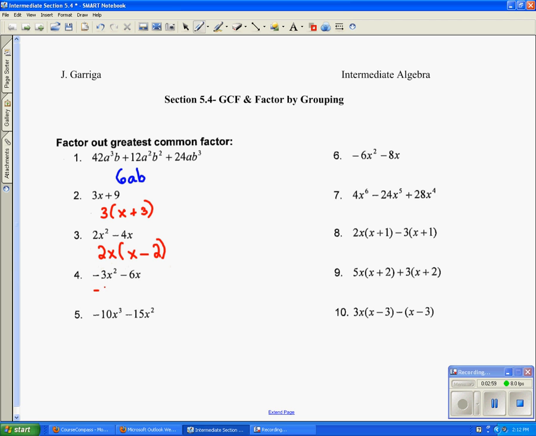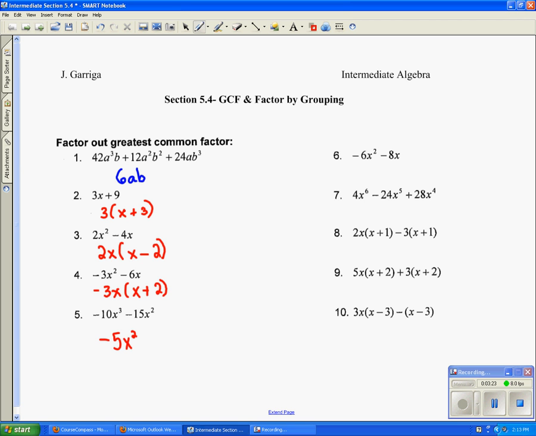Number 4, these both have a negative, they both have a 3, and they both have an X. So the negative 3X is the GCF. If I take a negative 3 and one of the X's out, I have 1 X left over. If I divide this by negative 3, I get a positive 2, and when I take the X out, it's gone.